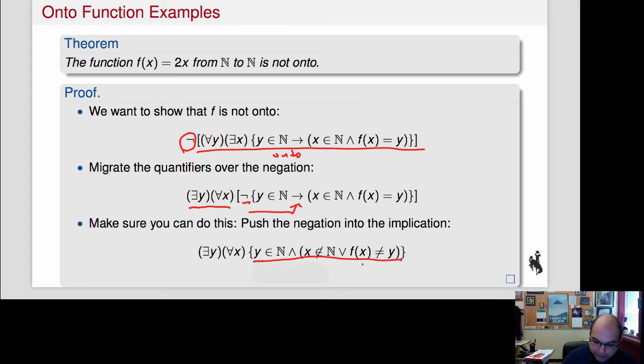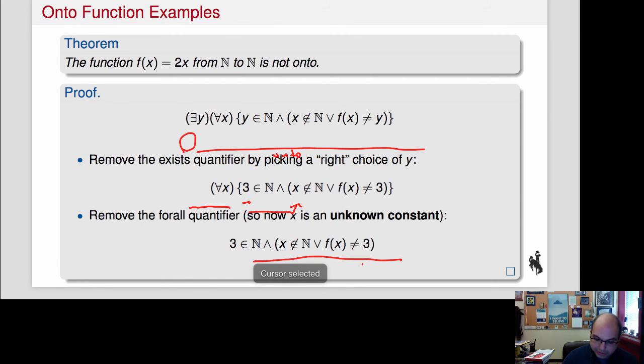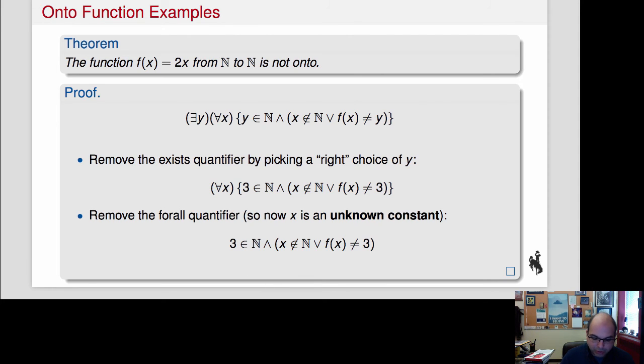Okay, all right. So now to continue. We want to get rid of the there exists a y, and that means we've got to make a choice. So what y is it that can't be represented as 2 times an integer? Well, any odd y will do. So we're going to choose 3. Okay, so there's our choice, and now we'll get rid of the for all x, and to do that we leave this unknown constant, right?